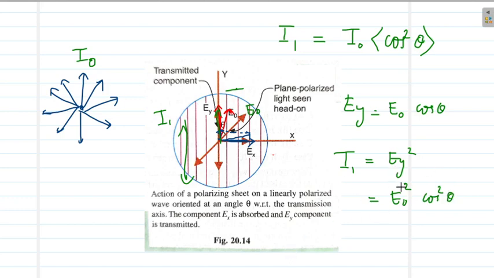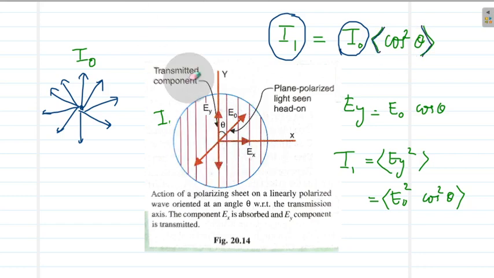But we cannot simply state it like that. There are a lot of components, and we should consider the average value of this. Average value of E0 cos square theta, contributed by all the electric fields contained in the unpolarized light. So the incident ray which has an intensity of I0, when getting transmitted, I1 and I0 will be related like I1 equal to I0 into the average of cos square theta, which is the average value contributed by all the electric fields present in the unpolarized light.